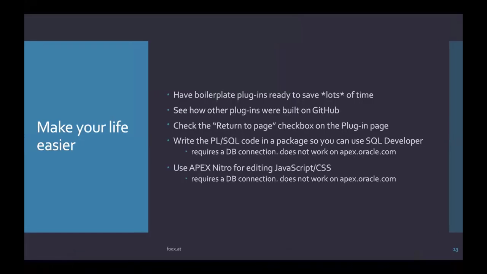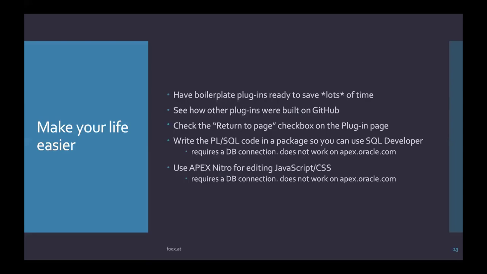So the open source community, some great guys came together and built Apex Nitro that helps you with that. So you can develop your files locally, and with the click of a button or with one command in the command line, you can push your changes that go through the database. So Apex Nitro, if you haven't heard of it, I encourage you to go look it up. It is a great tool. However, it again requires a database connection because it works through SQL CL. So this will not work for you on apex.oracle.com.